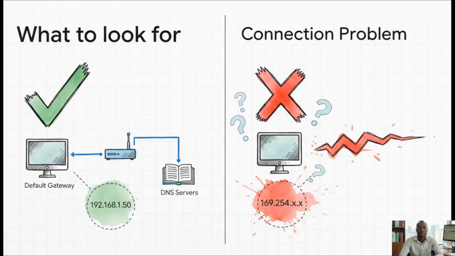Now, knowing what you're looking for is everything. You want to see a valid IP address. If you see one that starts with 169.254, that's a huge red flag. It means your computer basically asked for an address and got no reply. You also want to make sure the gateway and DNS servers look right. If these three things check out, congratulations, your PC is properly connected to your local network.